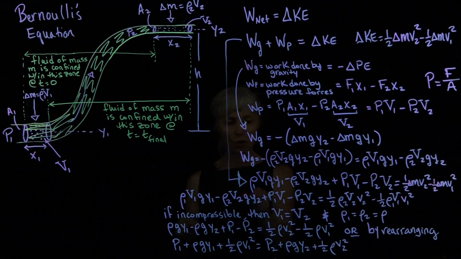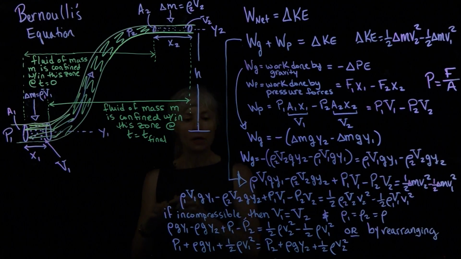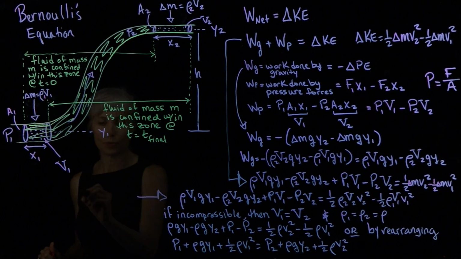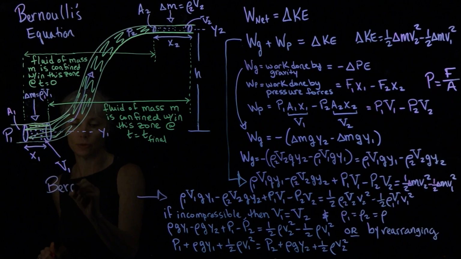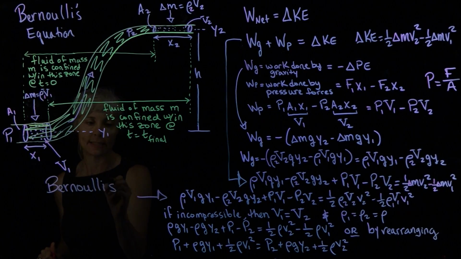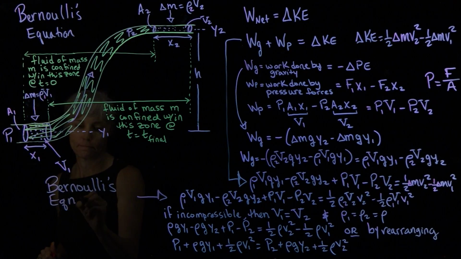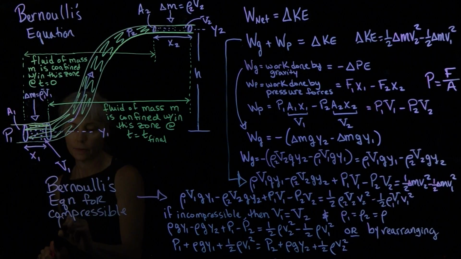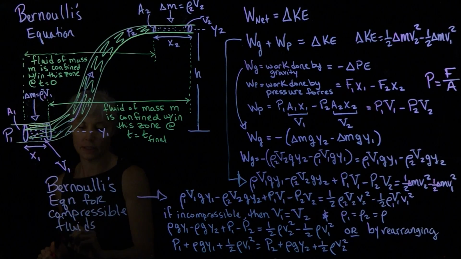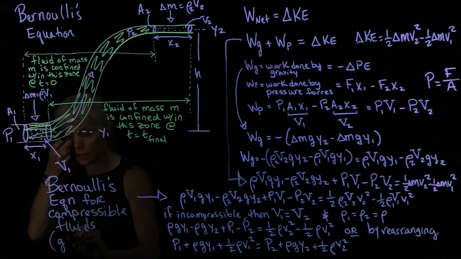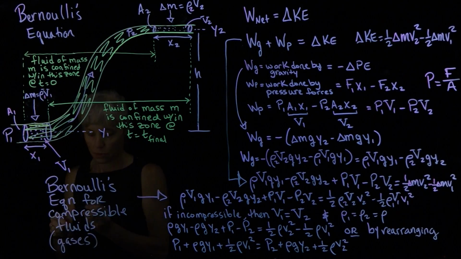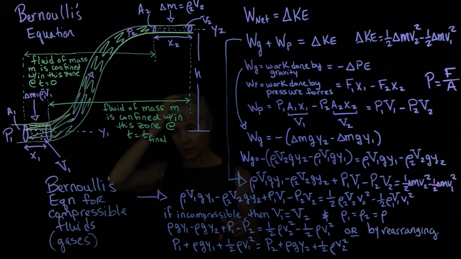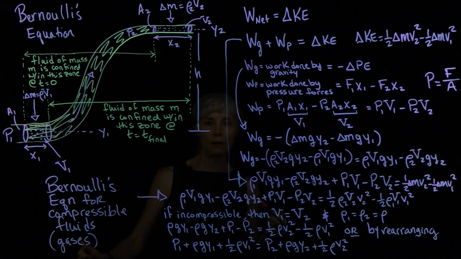This is Bernoulli's equation where we have compressible fluids. So this is Bernoulli's equation for compressible fluids. Compressible fluids are gases. We are not going to be dealing with compressible fluids. We are going to only be dealing with incompressible fluids. Okay? Compressible fluids have the ability to change their densities, where incompressible fluids do not change their densities.